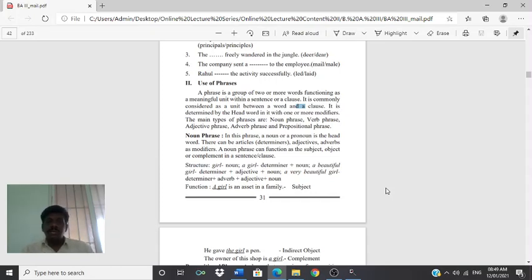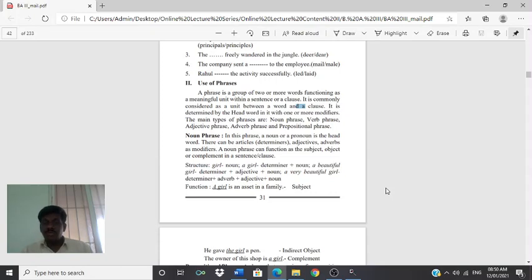So it is determined by the head word in it with one or more modifiers. This is also very important. As in the last session, we discussed the parts of speech. I shared with you one video regarding the parts of speech. I hope that you have gone through it and understand what the parts of speech are. So when we think about the phrase, and when we try to recognize whether it is a noun phrase or an adverb phrase, or whether it is a verb phrase, you can understand that it requires us to understand what exactly the head word is.